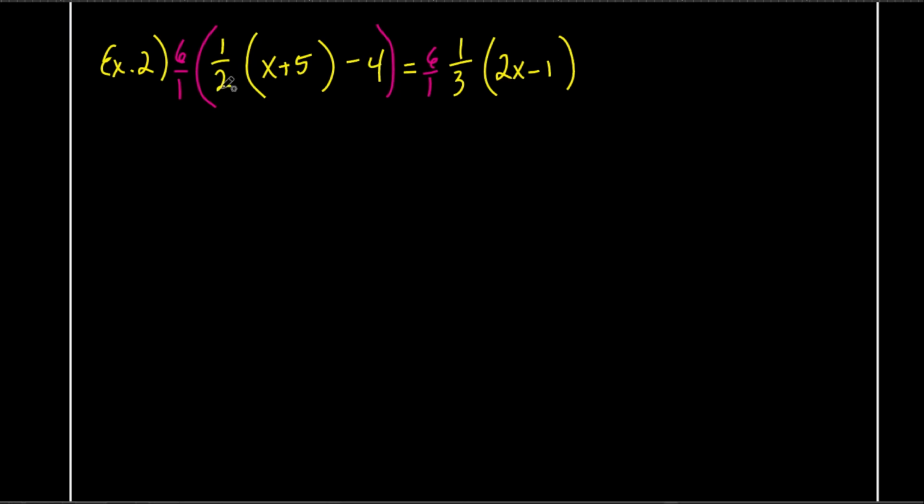So let's tell you what, let's do this. Let's go back to yellow, and let's go ahead and multiply this through. I'm going to multiply this by a 6. So what happens here? 6 over 2 is 3. So I've got a 3, and then I've got an x plus 5.